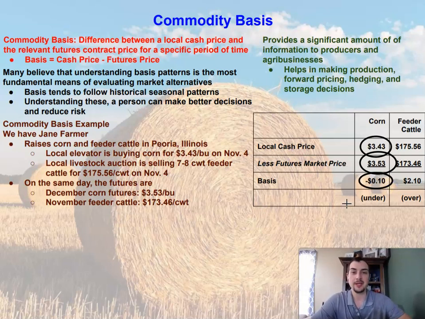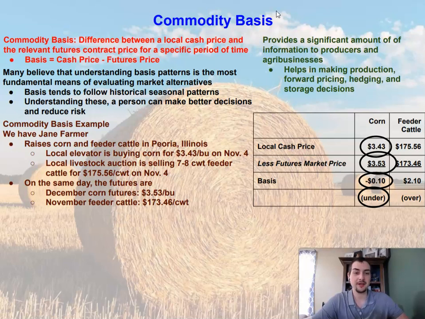Well, what does that mean? Right below it, it says under. What that means is that the cash price for that commodity is 10 cents cheaper, or 10 cents below, or under the futures price. The cash price is 10 cents under the futures price.